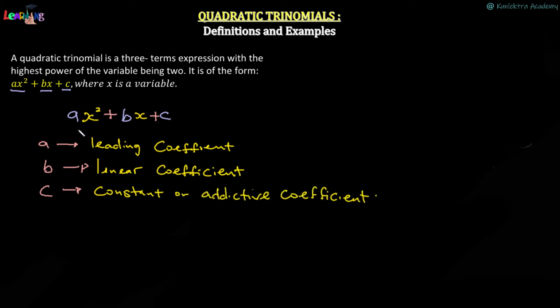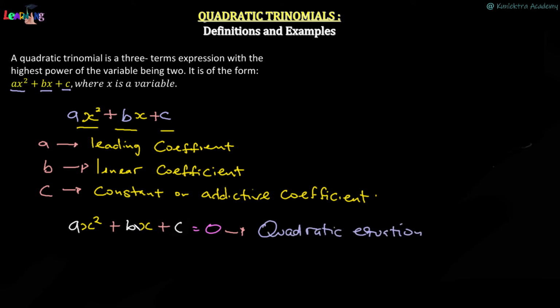This is an expression, a quadratic expression. Now, once it is equated to 0, ax squared plus bx plus c is equal to 0, it becomes a quadratic equation. Now, we understand what a quadratic trinomial is, the definition, and here is an illustration to show you how a quadratic trinomial looks. Now, examples of quadratic trinomials.